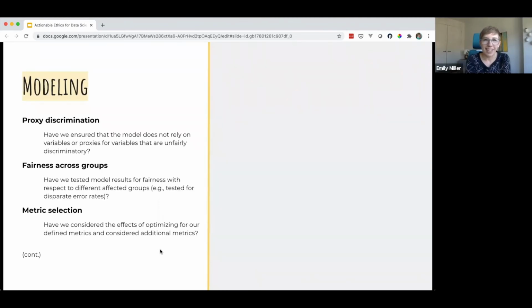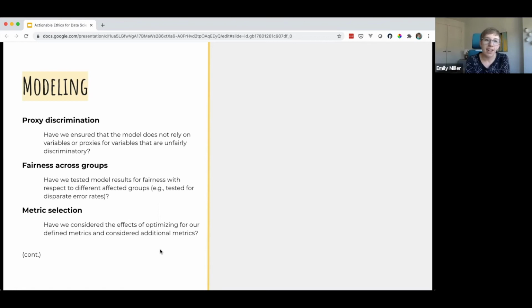So let's talk about modeling now. Modeling starts off with proxy discrimination. Have we ensured that the model does not rely on variables, or proxies for variables, that are unfairly discriminatory? Here you can think, for example, about protected classes like gender and race. It is one thing to not include those variables in a model, but if we have variables that are highly correlated with gender or race, then you're going to end up picking up those effects that you're trying to exclude. So you want to think through not just what variables I have in my model, but what they are correlated with as well.